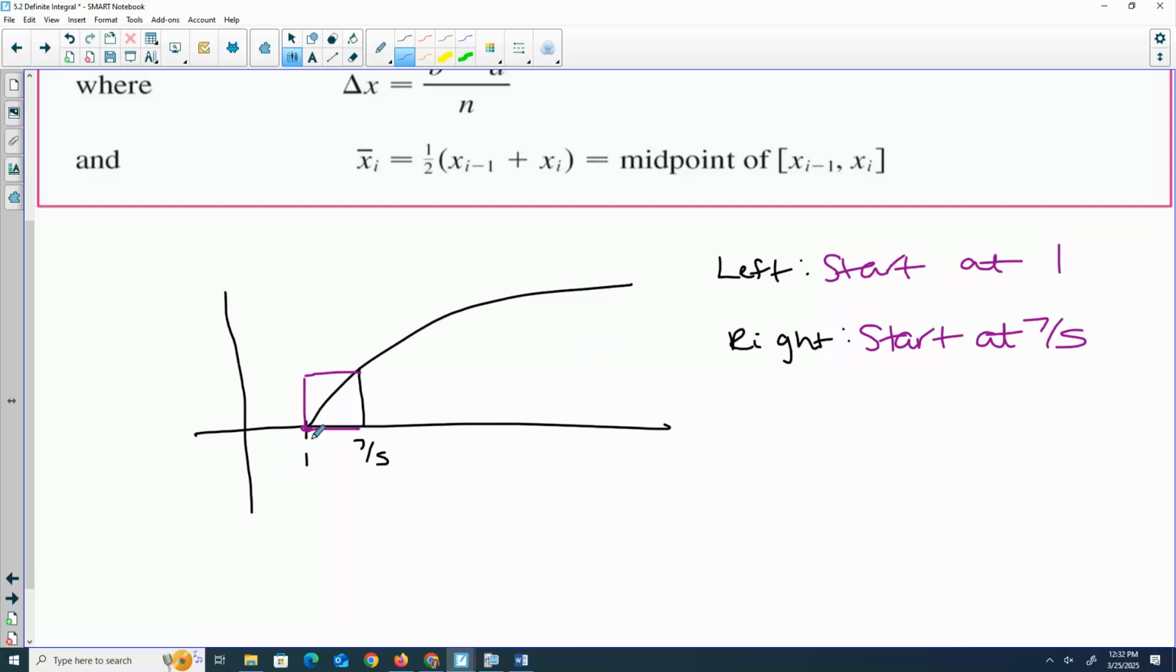So left, you would start at 1. A right-hand sum would start at 7/5.